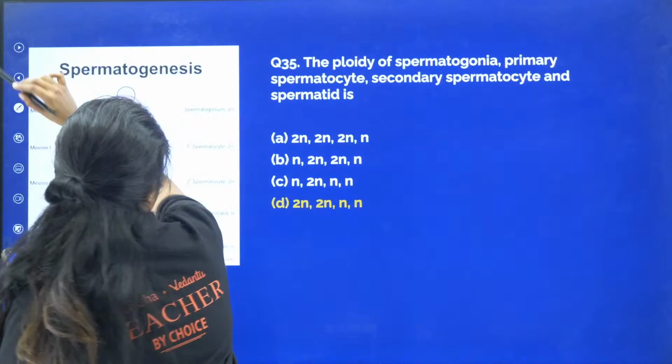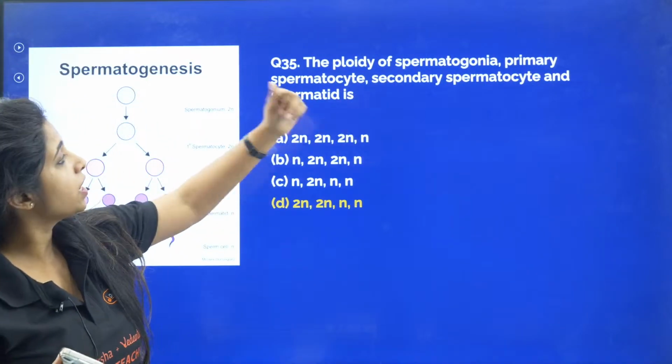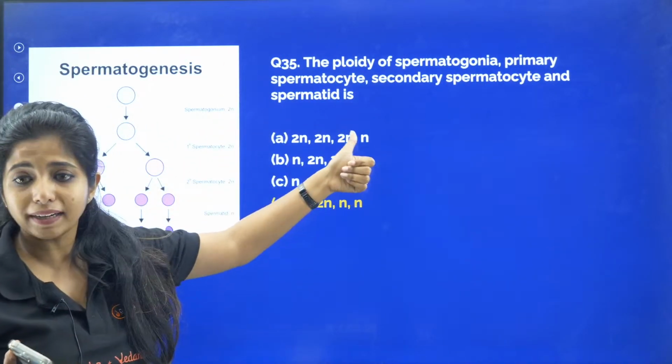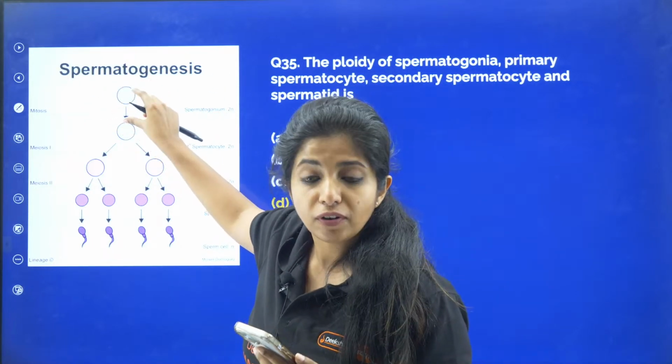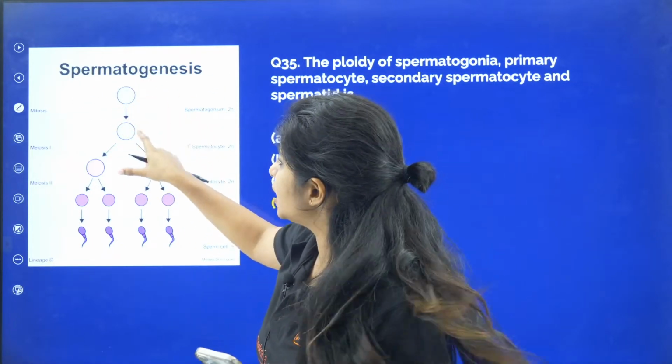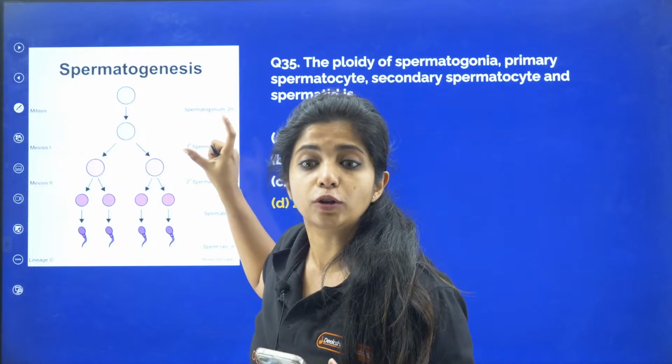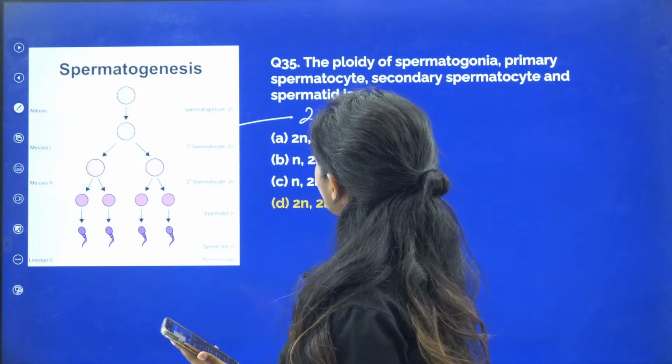Now going ahead, the question: the ploidy of spermatogonia, primary spermatocyte, secondary spermatocyte, and spermatid is what? Basically over here, you have spermatogonia, my dear children. Some of them differentiate and form the primary spermatocyte. The primary spermatocyte will have 2N.